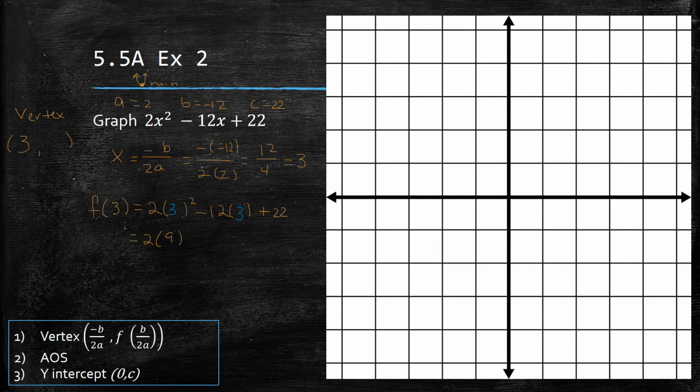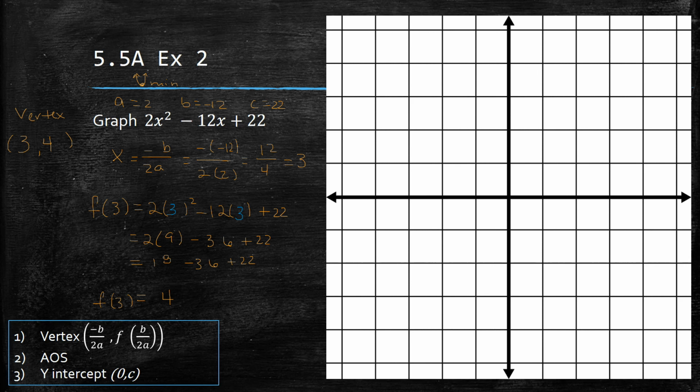3 squared is 9. 12 times 3 is 36. Okay, so we have 18 minus 36 plus 22. And you can actually plug everything into your calculator, guys, so you can figure it out all at once. So that's going to give us 4. 9 times 2 is 18. Okay, so that is our y value for our vertex. So our vertex is at the point 3, 4.